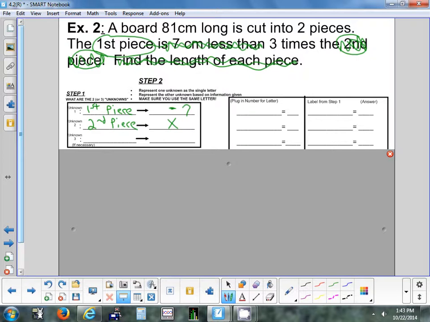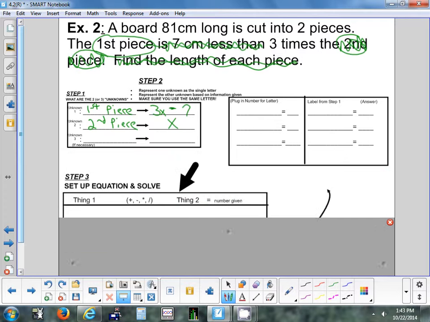Now we got 3 times the second. Tyler, how do I represent that? 3 times the second. We're definitely going to use the number 3, right? Okay, 3x. That's the hardest thing. Sometimes it's so common sense that you think there's got to be more to it than that. No, it's not. It's just 3 times the second. The second right now is x. That's it.